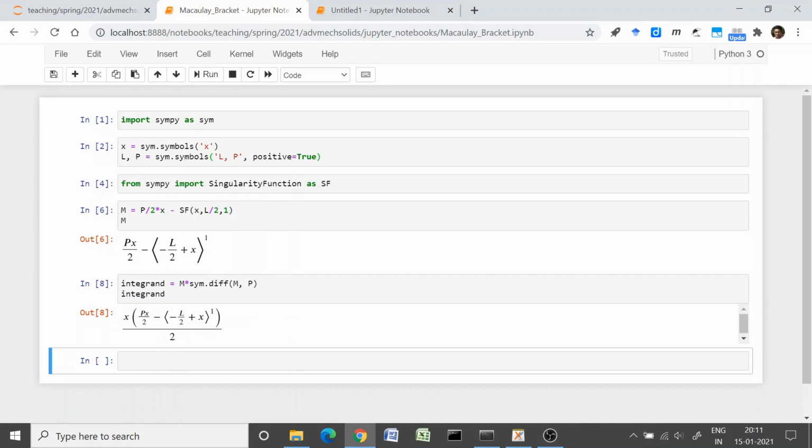Now, suppose we were to actually carry out this integration. Okay, suppose we were to carry out this integration from 0 to L. So sim.integrate, we put the integrand here. So that is basically m times del m del p. That is what the integrand is, and the limits of x from 0 to L. Okay, let's just see what happens here.